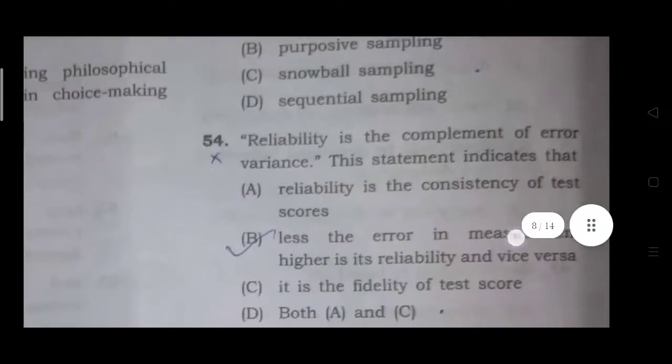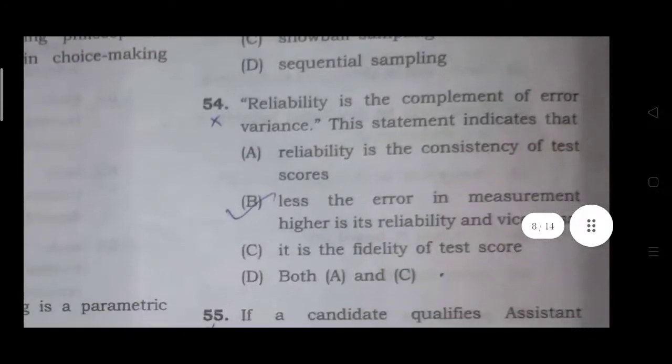Next, number 54. Reliability is the complement of error variance. This statement indicates that we know reliability means consistency of a test, but the question has been asked like reliability is the complement of error variance. In option A, it has been given that reliability is the consistency of test scores. That is correct, but we have to see what exactly the statement said, that reliability is the complement of error. So the correct answer will be option B, that is, the less the error in measurement, the higher its reliability and vice versa. So option B will be the correct answer.